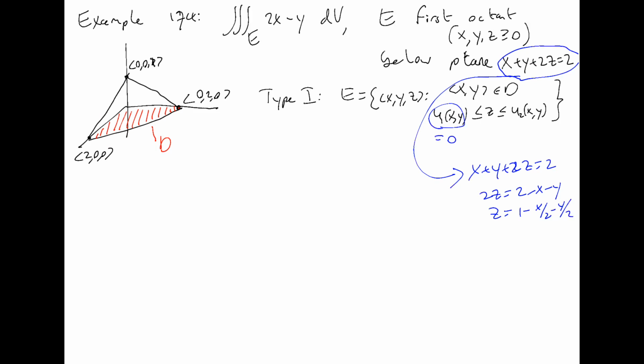Right? This is the formula for this top plane, but now written in terms of z, because z is between the bottom plane, which is 0, and the top plane, which is 1 minus x over 2 minus y over 2. So this thing here is 1 minus x over 2 minus y over 2.